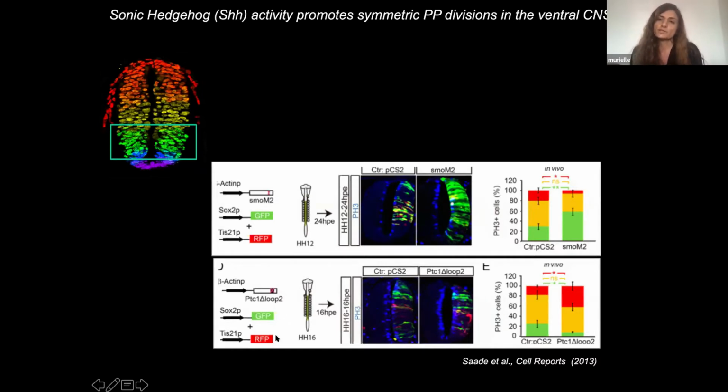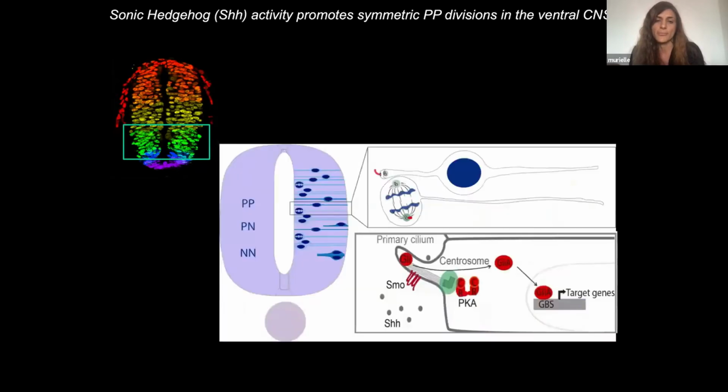However, when we prematurely inhibit Hedgehog signaling by the electroporation of an active form of the Patched delta loop2 receptor, we are actually able to induce a premature symmetric neurogenic NN mode of division at the expense of PP symmetric division. So what could be the molecular mechanism involved in the control of the mode of division?